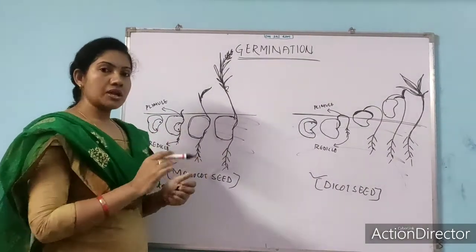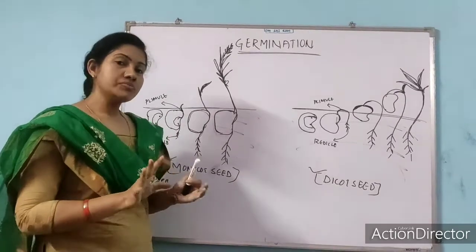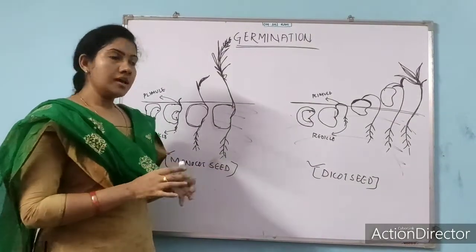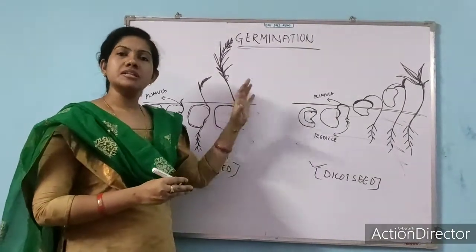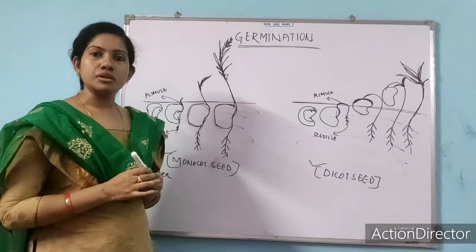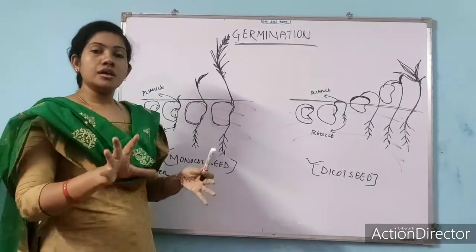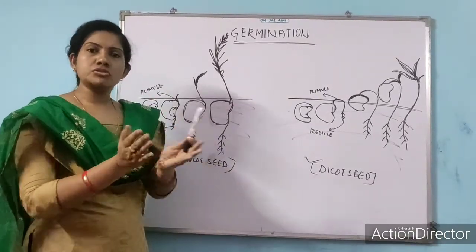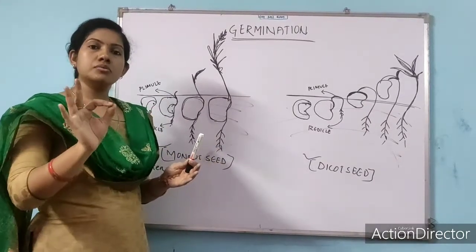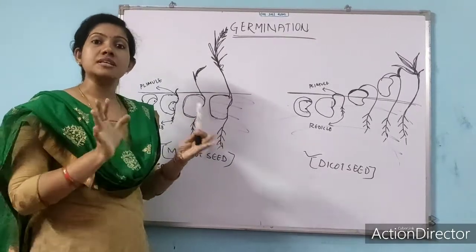If possible, I will also show you the germination of monocot seed and dicot seed in practical format, so that it will be very clear. We will put a maize seed inside soil and we will put a dicot seed inside soil. Then we will see the result, how it is germinating in the soil. You can do this on your own also. In your garden, take a small portion of soil, put a small monocot seed and a small dicot seed. Then find the difference in how they are germinating.